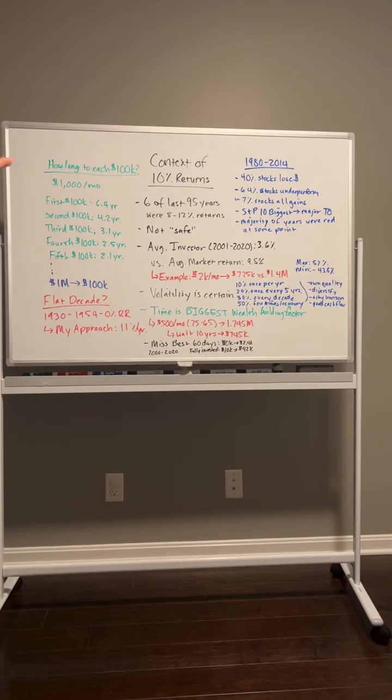Another thing for people that want to learn how to build compound interest, and how important this is and how fast you can build it, let's look at an actual number here. So how long to each $100,000? If you are investing $1,000 per month, your first $100,000, assuming an 8% return, 8%, not 10%, would be 6.4 years. Your second $100,000 reduces to 4.2 years. Your third to 3.1, your fourth to 2.5, and your fifth to 2.1.